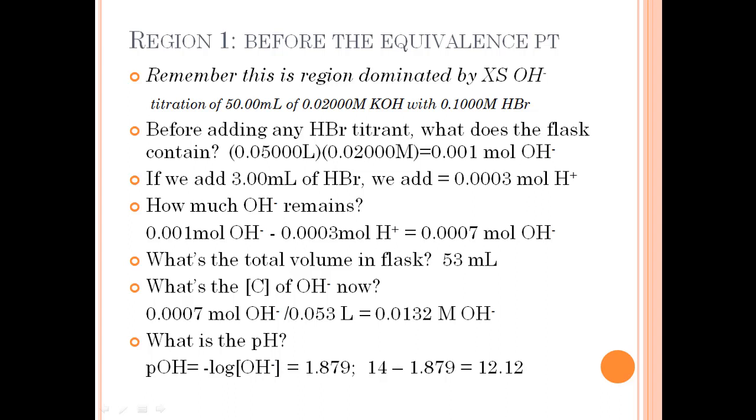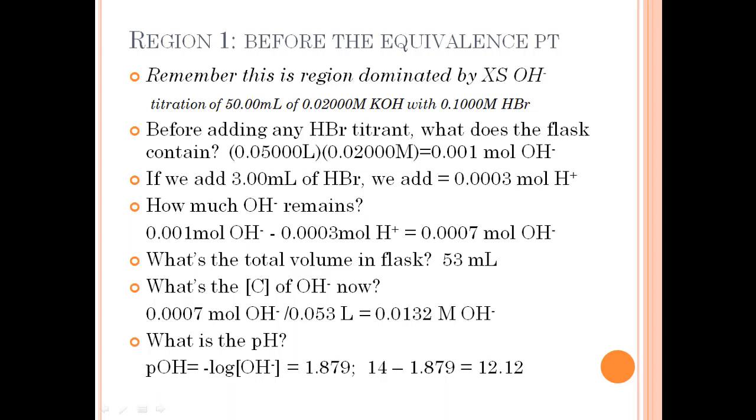How much OH actually remains? Well, you started with 0.001, you added 0.0003 moles of acid, so how many OH moles are left? It's 0.001 minus 0.0003, which is equal to 0.0007 moles of OH. Now, what is the total volume in the flask? Remember, you added 3 mils, so obviously it's not 50 anymore, it's going to be 53 mils.